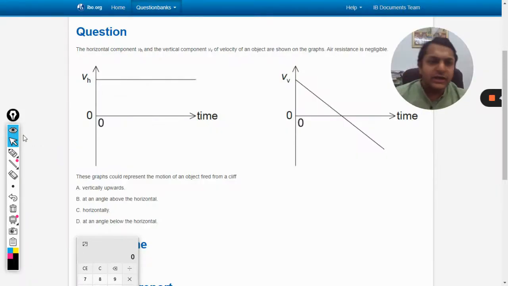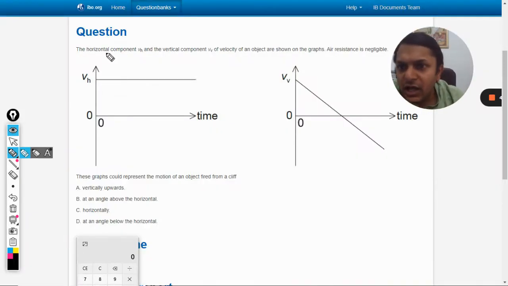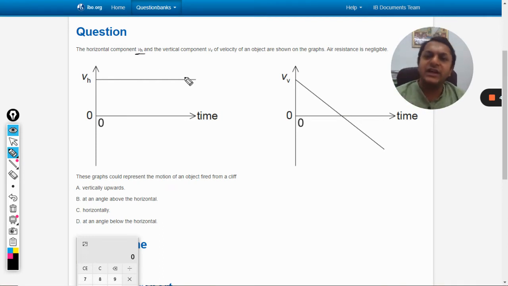Okay, dear students, so let us see this question. The horizontal component Vh and the vertical component Vv of the velocity of an object are shown on the graphs. Air resistance is negligible. It is given. Again, I'm pointing out this is very, very important for IB. So we have noted this thing down.